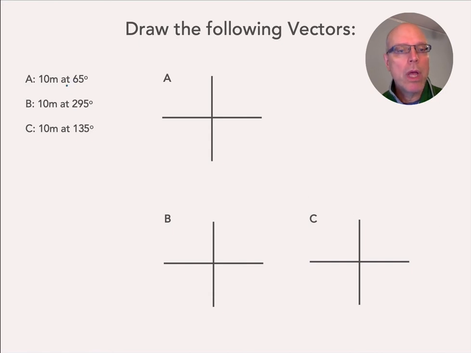First one, they're going to ask us to draw a vector that's going 10 meters at 65 degrees. When I see 65 degrees, what I recognize is that it's in the first quadrant. So here's 0, here's 90. The first piece of advice I have for you is when you draw a vector, make sure that you start it at the coordinate hub, the origin of the coordinate system.